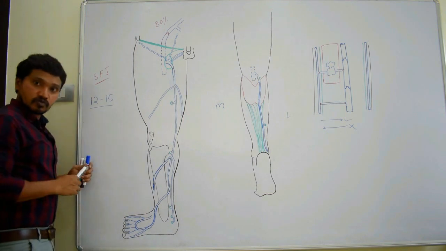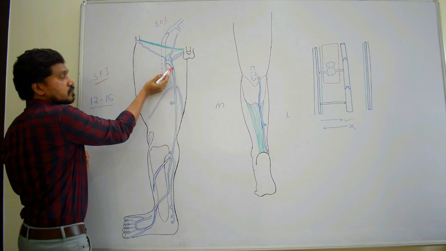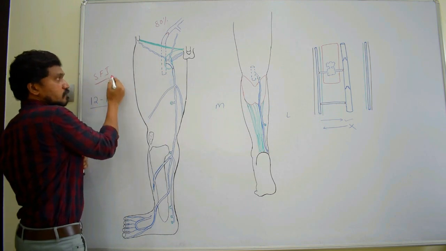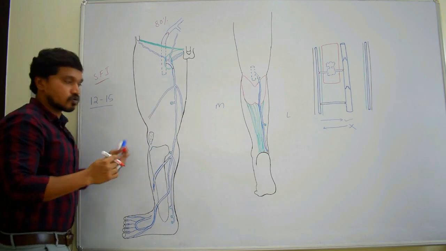It contains 12 to 15 valves. In that 12 to 15, one is just before piercing the cribriform fascia, and at the junction of the great saphenous vein and femoral vein, that junction we call the saphenofemoral junction, one valve will be present. Remaining valves will be distributed along the course of this vein.